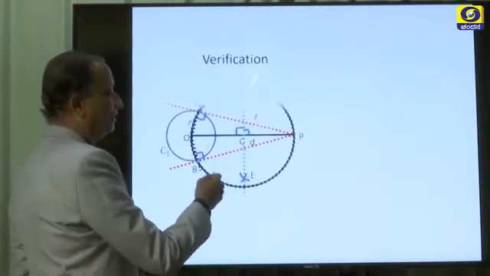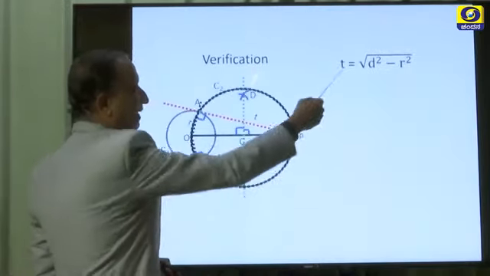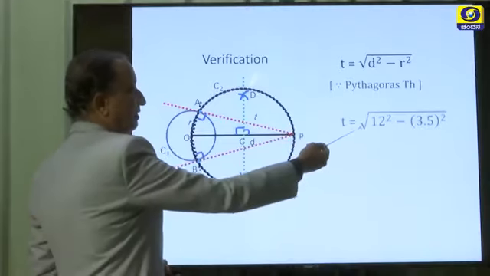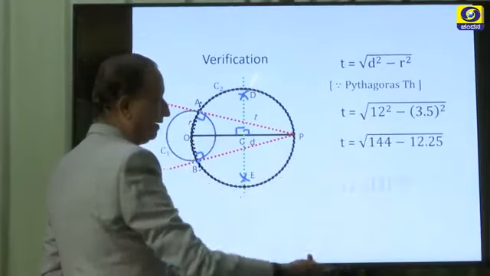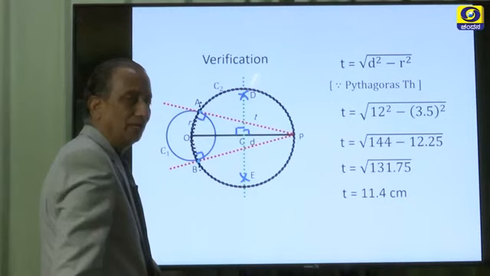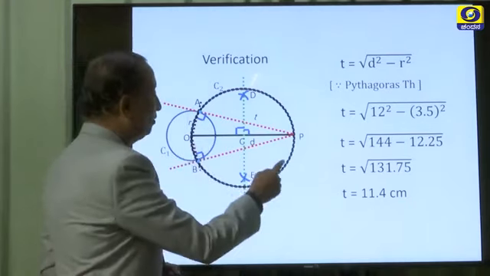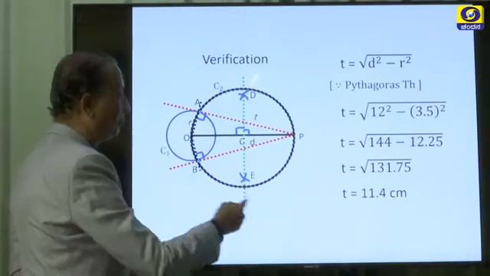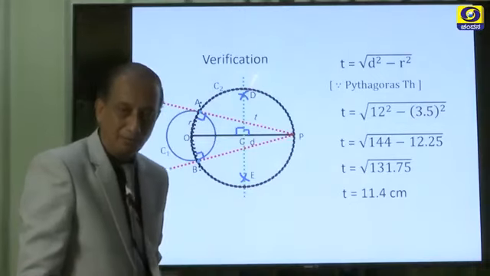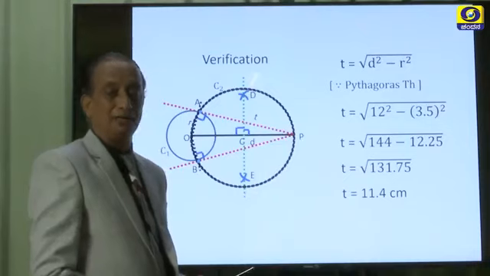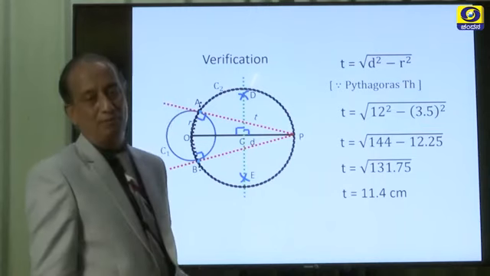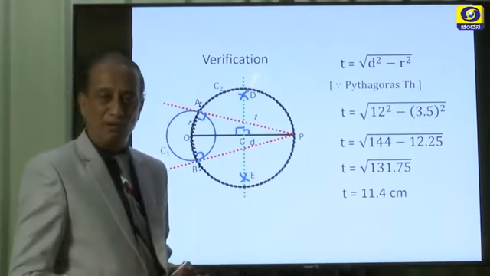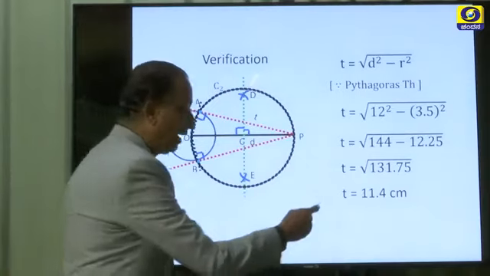Okay. Now, in the same figure, this is the length of the tangent, the formula for the length of the tangent. Substitute d as 12 and r as 3.5, square it, subtract it, take the square root, it is 11.4. So now you measure AP as well as PB, it will be exactly equal to 11.4. But we will give the marks even for 11.3 to 11.5. So, plus or minus 0.1 margin will be given to you. Actually, it has to be 11.4 centimeter.